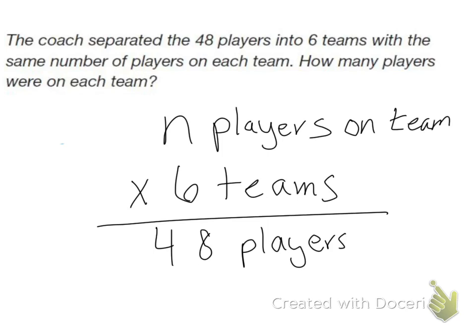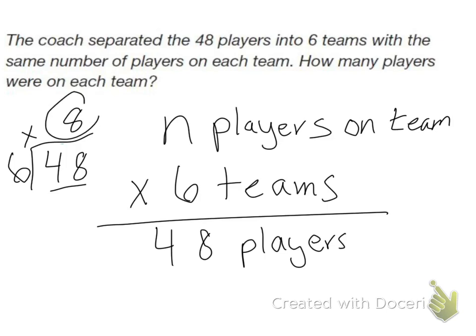Okay. So to solve this one, I'm going to divide. So I'll end up with 48 divided by 6 equals how many players I have. Well, 48 divided by 6 equals 8, because 6 times 8 equals 48. So my answer is there are 8 players on each team.